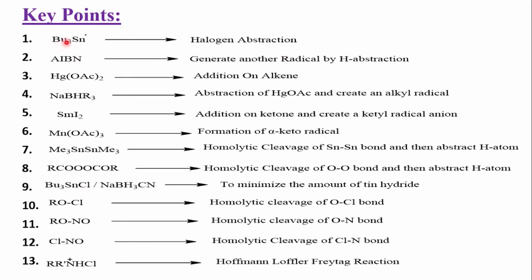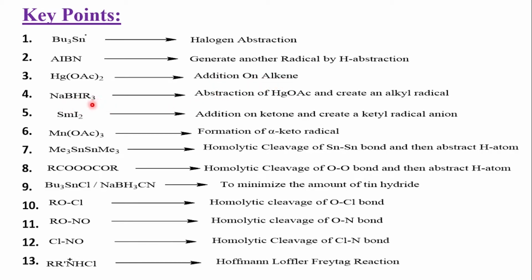In this, the first one is the tributyl radical. This will work as a halogen abstractor in any reaction. If AIBN is given, it will undergo homolytic cleavage in the presence of heat and sunlight to generate another radical by hydrogen abstraction. In the presence of mercury acetate, it will work as an addition to an alkene compound.